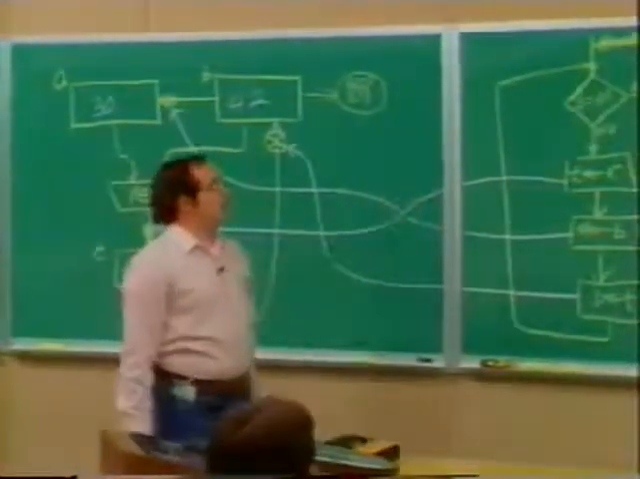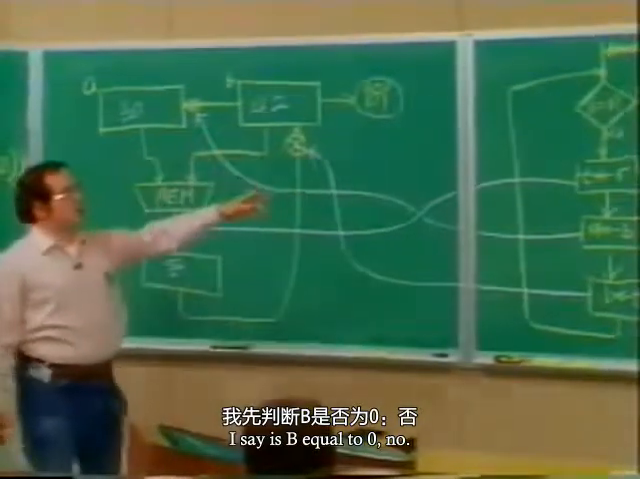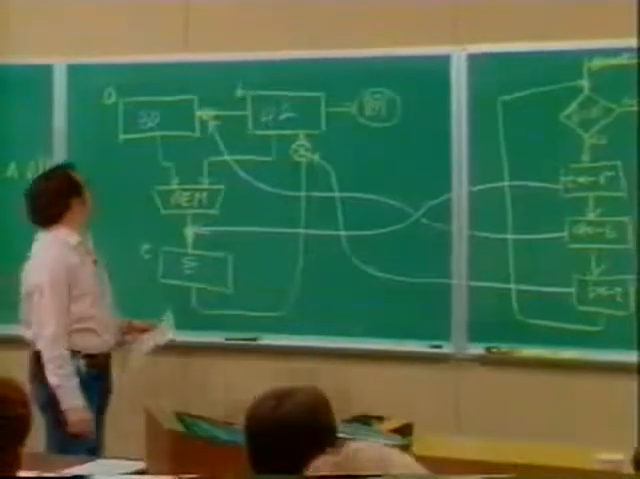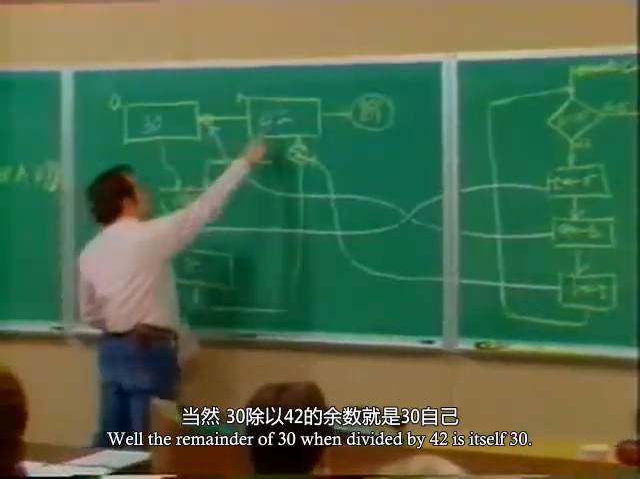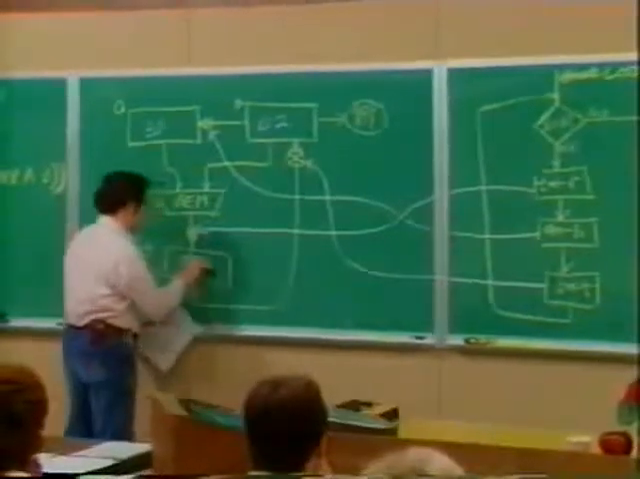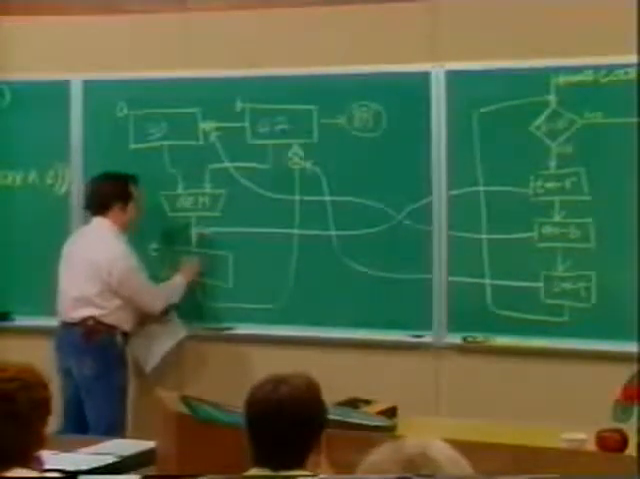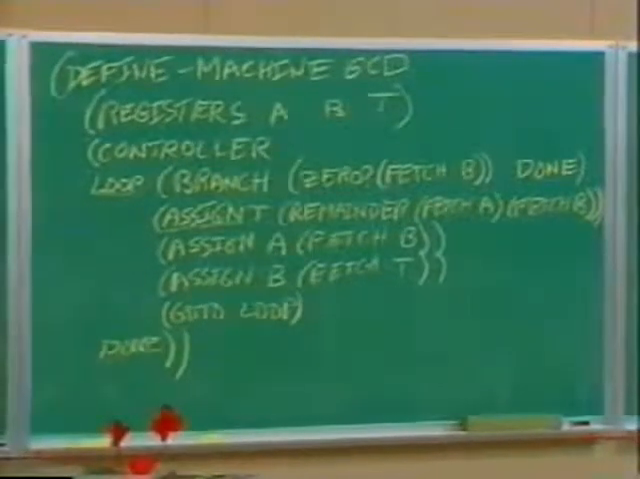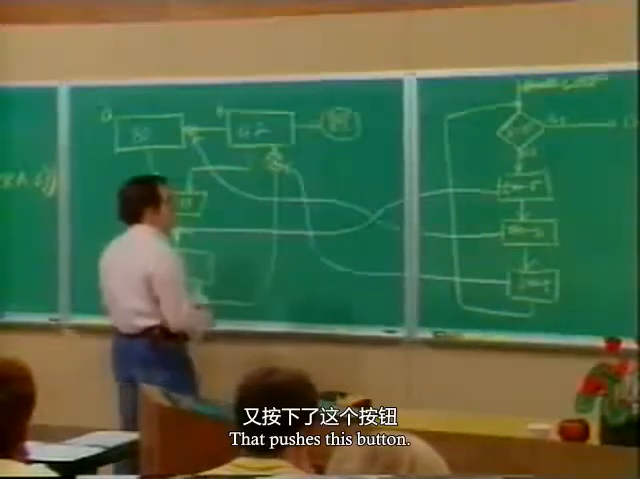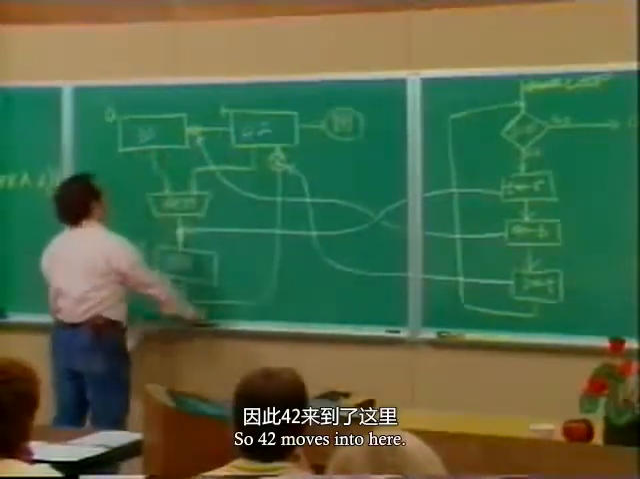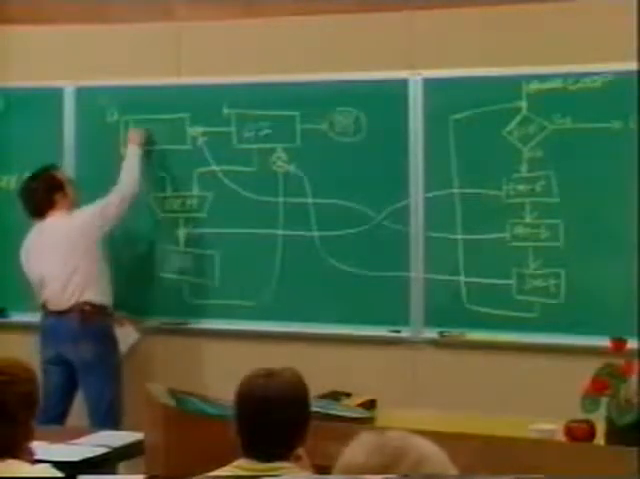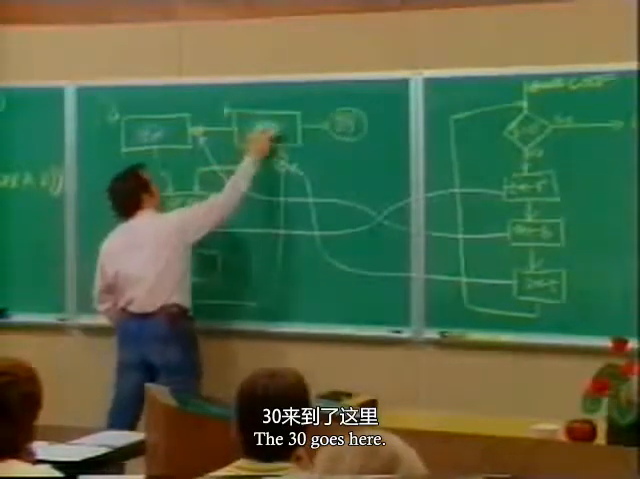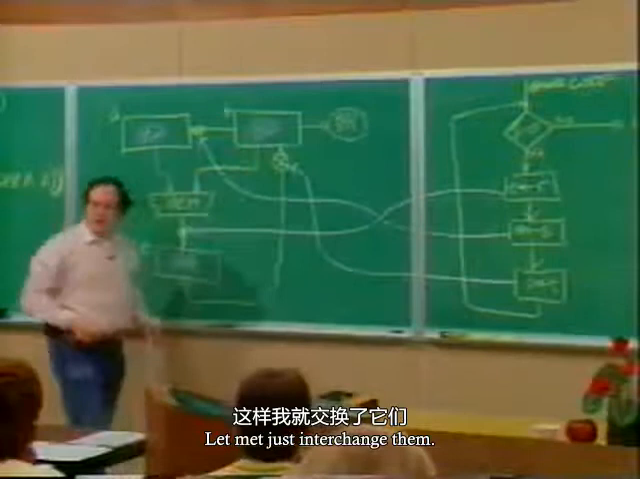But what's the first thing I do? I say, is B equal to 0? No. Then, assign to T the remainder of the fetch of A and the fetch of B. Well, the remainder of 30 when divided by 42 is itself 30. Push that button. Now the marble has rolled to here. Okay. A gets B. That pushes this button. So the 42 moves into here. B gets T. Push that button. The 30 goes here. Or just interchange them.